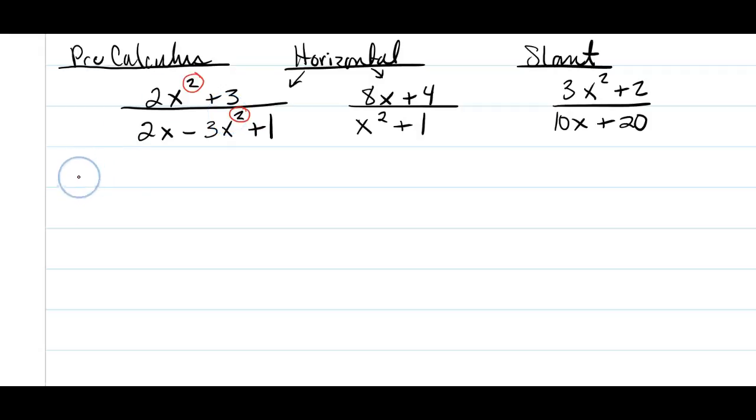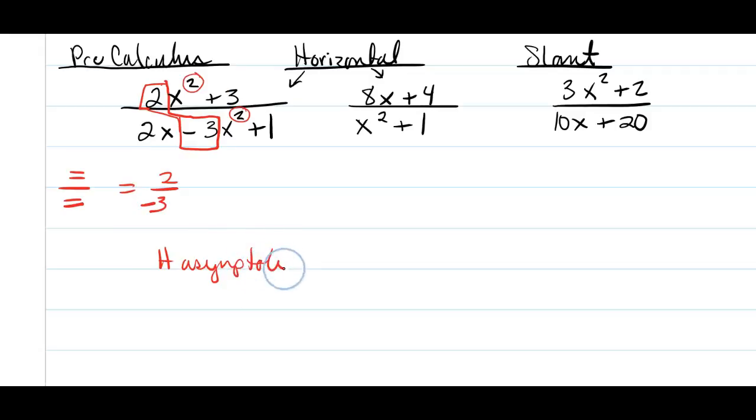And what we found is when my highest terms in the numerator and denominator were equal, then I can find my horizontal asymptote by taking the coefficients of those terms. So this one would equal 2 over negative 3. So I would have a horizontal asymptote at y equals 2 over negative 3. It's y equals because that's telling me what y value my asymptote's going through.